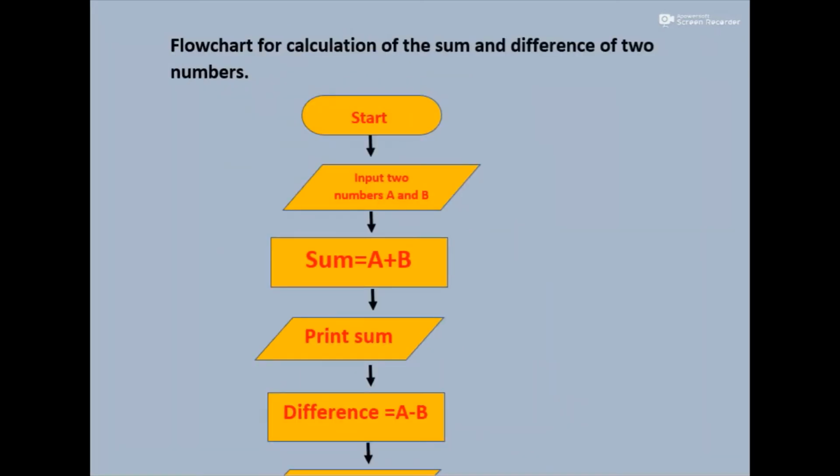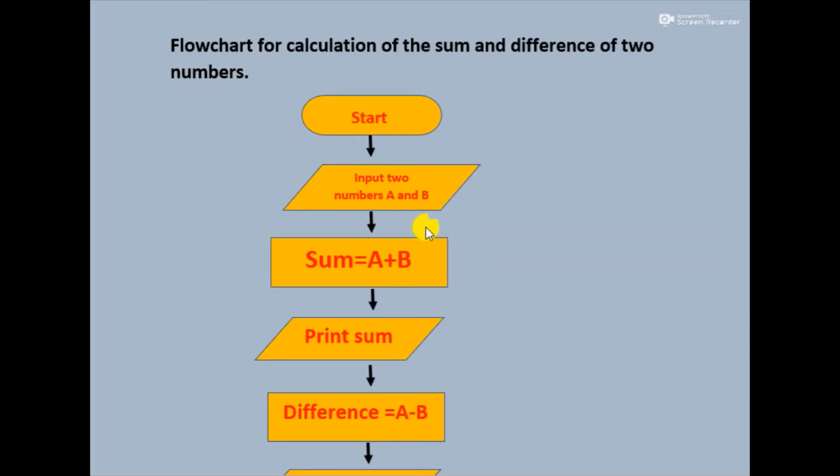Next is the flowchart for calculation of the sum and difference of two numbers. Here on the screen we can see the first symbol is the start symbol. Whenever we draw any flowchart, the first symbol in that flowchart will be the start box. The second one is the input box. Because we are going to perform sum and difference, we need inputs for this process. Input two numbers which are stored in variables a and b, and this information will be written inside the input box.